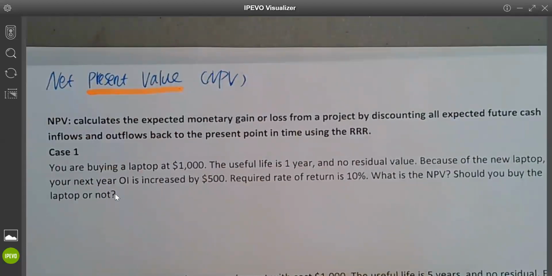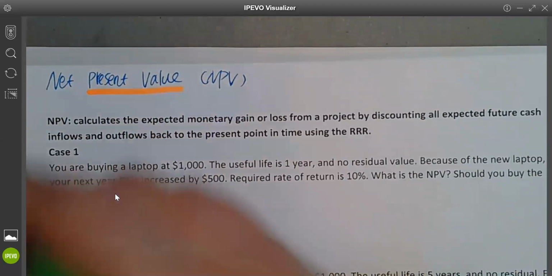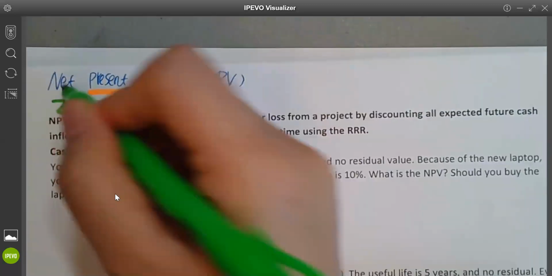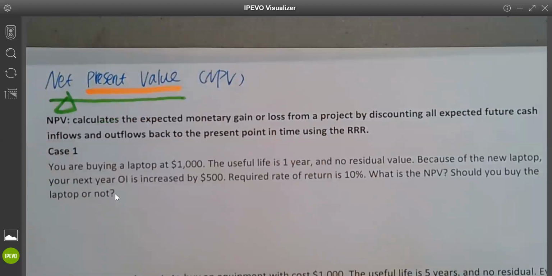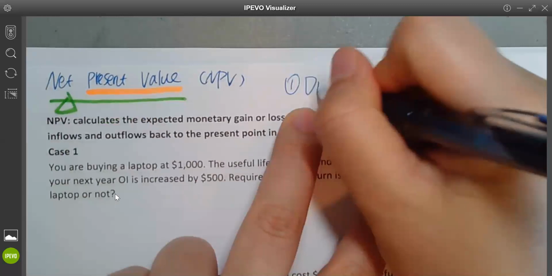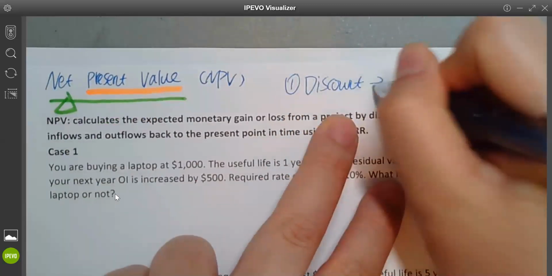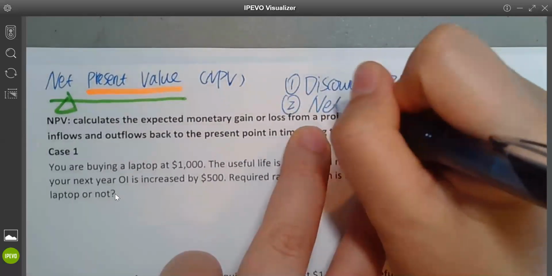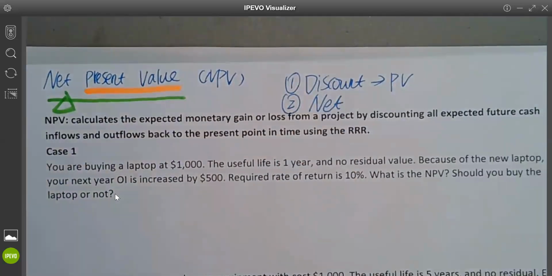You discount all the future flow to the present. Second, it is the net present value. So you can see there are two steps to do. The first step is you discount all the flows to present value. And the second is you net. Why net? Because you have a cash inflow, you most likely have a cash outflow. So you net those inflow, outflow, and you will get a net present value.